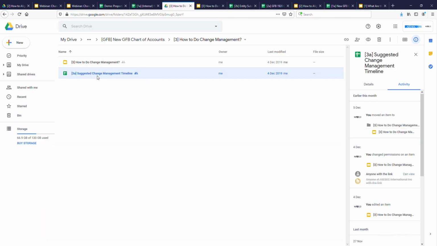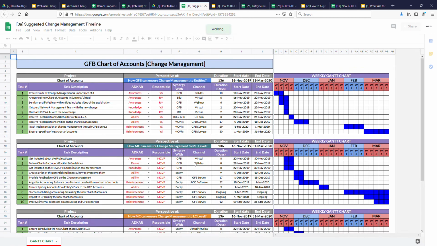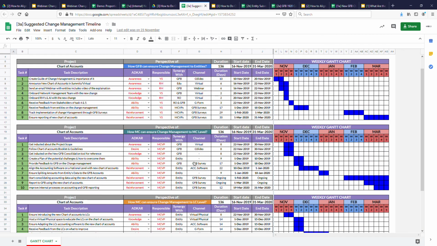Then there's this suggested change management timeline in case you're confused about how you can do and track it yourself. So we got a timeline that we suggested for you.